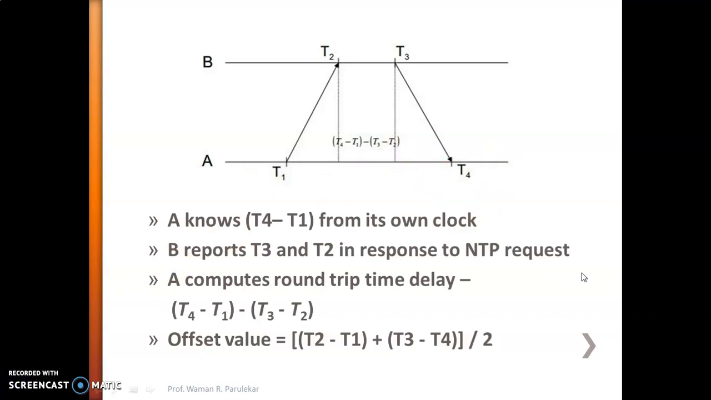So here we have completed the NTP method of synchronization of clocks in physical clocks.